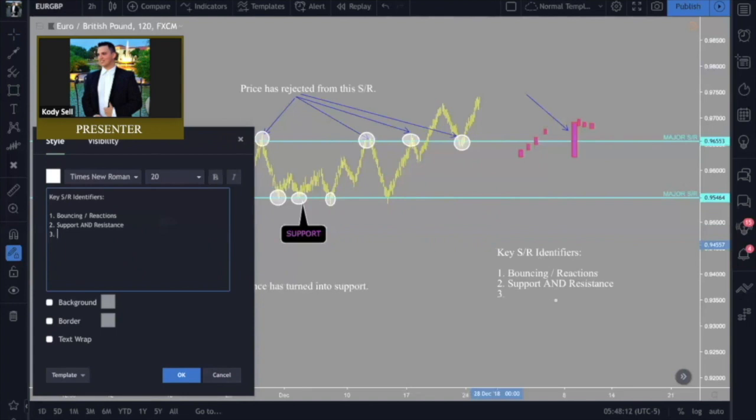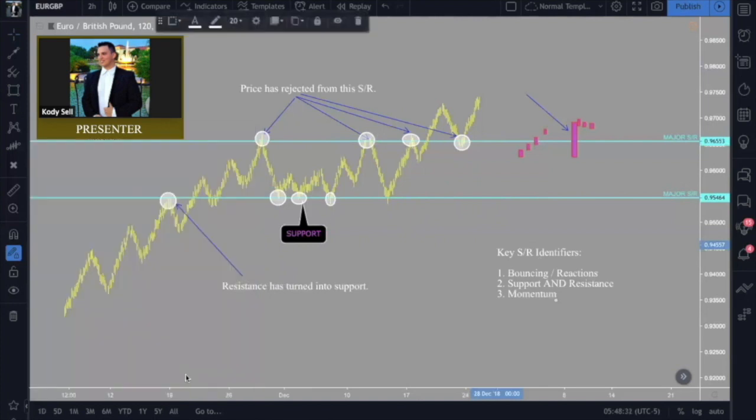And the third thing that's a telltale sign for a significant support and resistance level is seeing strong price action, strong candlesticks, a lot of momentum required to break through the level. So momentum is the third key.